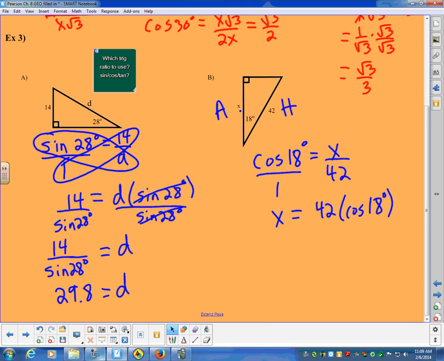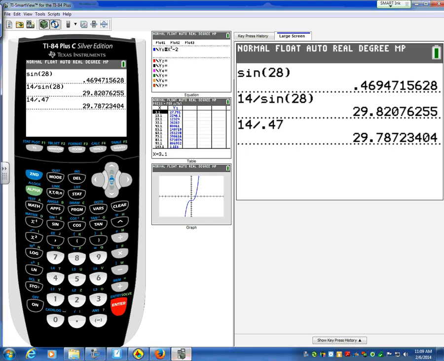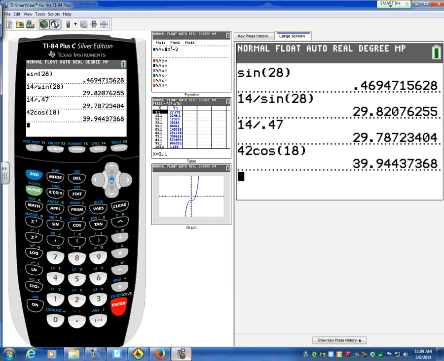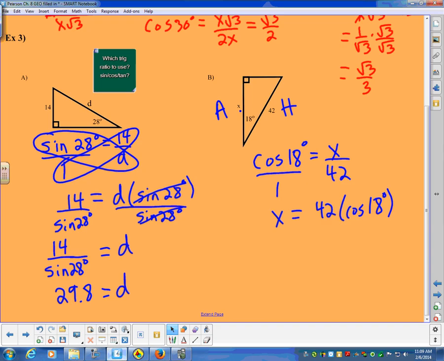Grab our calculators. It was 42 times the cosine of 18. Type it in. Make sure you get 39.9 as your approximate solution. What does 39.9 represent? X, yeah, which is the side length of this triangle, okay? So any questions on that so far? This is using the trig ratios to find the length of the missing side of a right triangle.